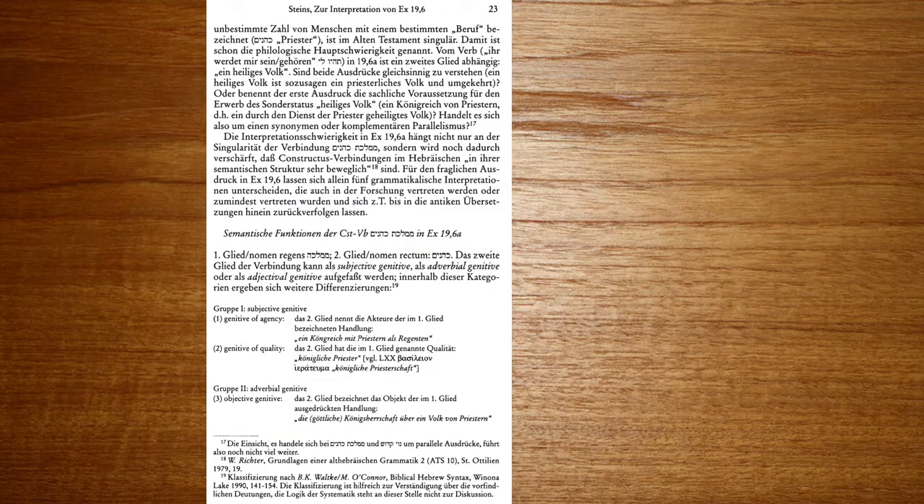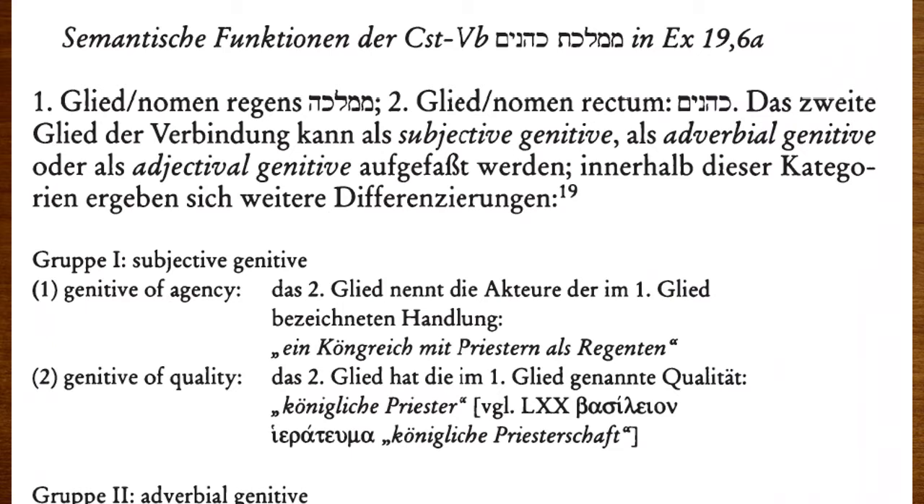Anyway. So this is the article that we had been looking at. It's probably very small on your screen, but the title is up there. It's by Stein, and it's on the interpretation of Exodus 19:6. We were in this section here where we're looking at the semantic functions of the construct chain. That's an abbreviation there. Mamleket Kohanim, which is Hebrew for kingdom of priests, or is it? That's the big question being explored in this article.